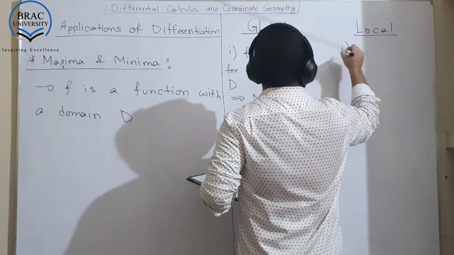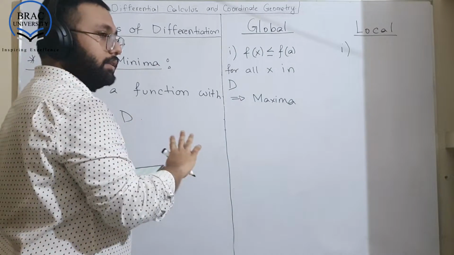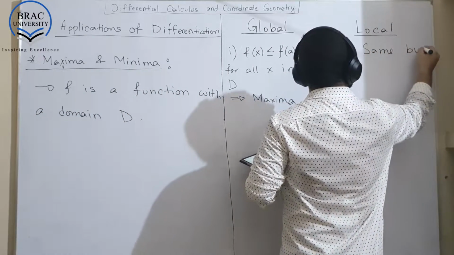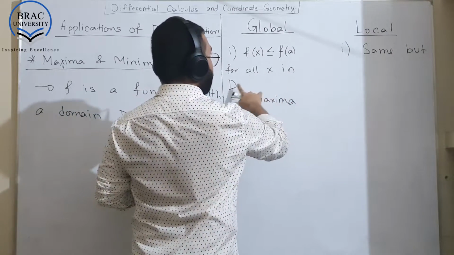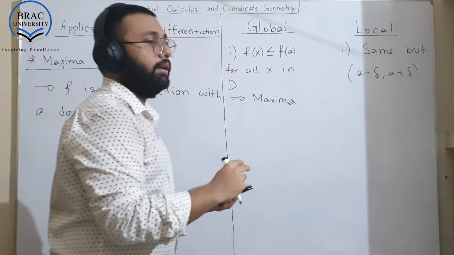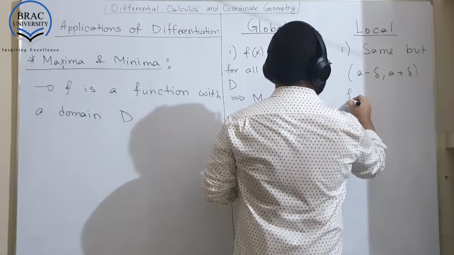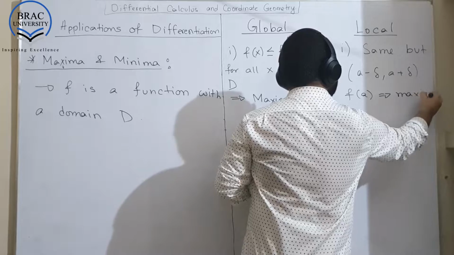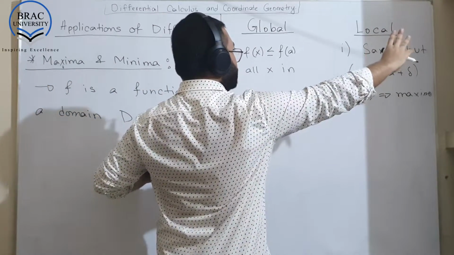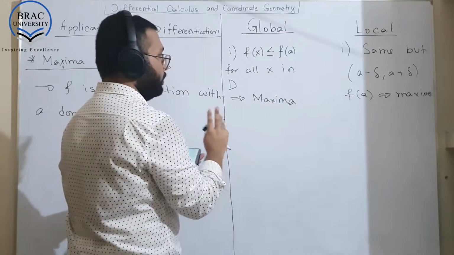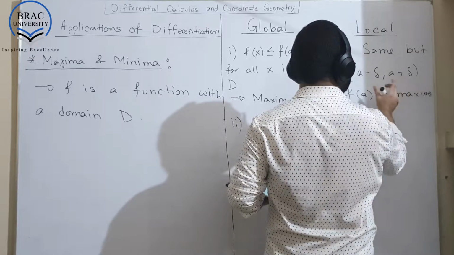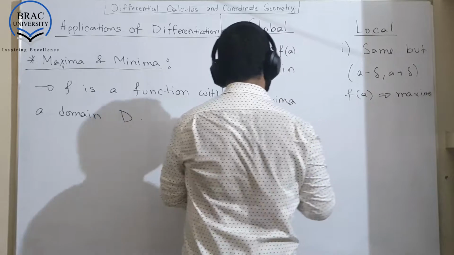Similarly, what is local maxima? It's the same, but notice this: for all x, but in local it's in some small interval, some small region. That value f of a is a maxima in that small region. We'll see an example of it and it will become more clear. So global is over all possible values. Local is in some small range of values. Delta means a small number, a small region. This is a maxima.